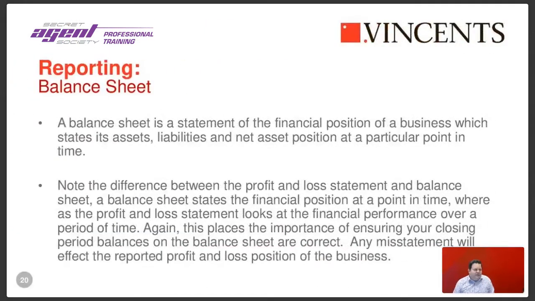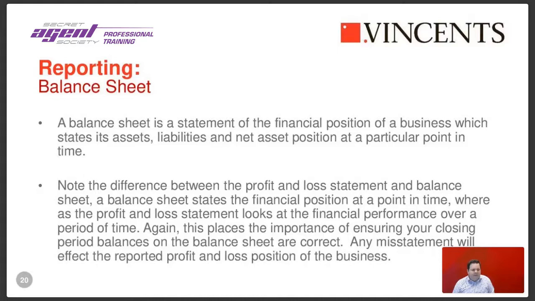The next report we'll look at is essentially a balance sheet. A balance sheet is a statement of the financial position of a business that states its assets, liabilities, and the net asset position at a particular point in time. Whereas the profit and loss statement was over a period of time, a balance sheet is at a static point in time, whether it be 30 June, quarter end, or half year end. Note that the difference between the profit and loss statement and the balance sheet is that the balance sheet states the financial position at the point in time. It's not the movement.